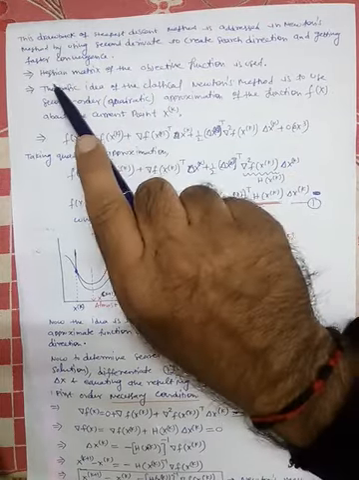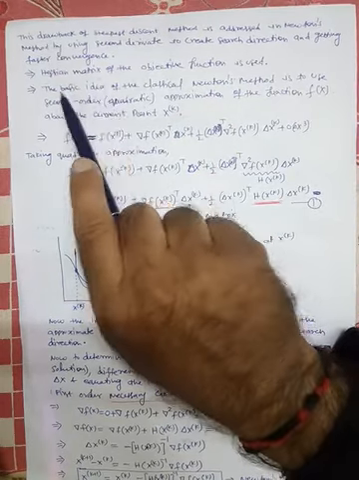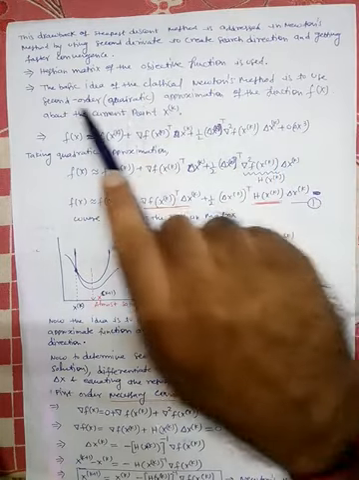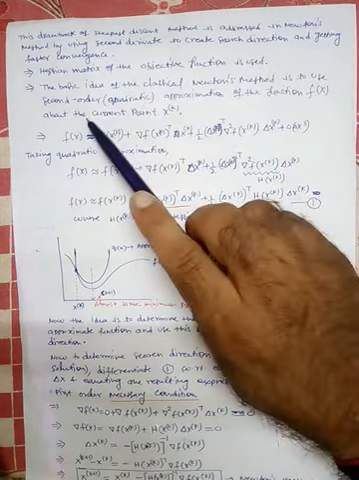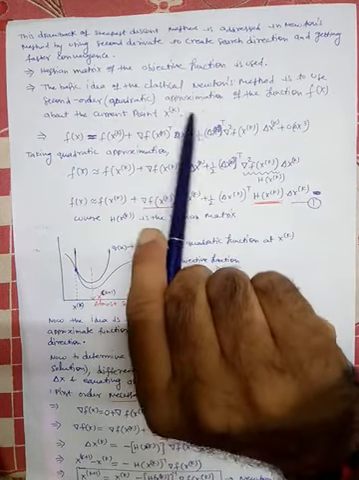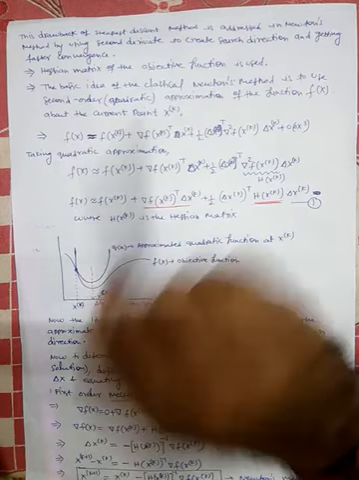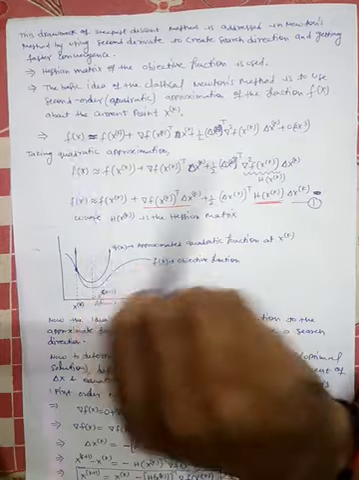So here, second derivative means we are using the Hessian matrix. The Hessian matrix of the objective function is used. The basic idea of the classical Newton method is that a second order quadratic approximation of the function f of x about the current point xk is used. So what is this? This is the Taylor series expansion.